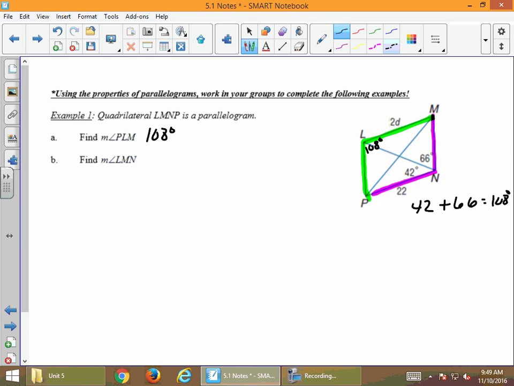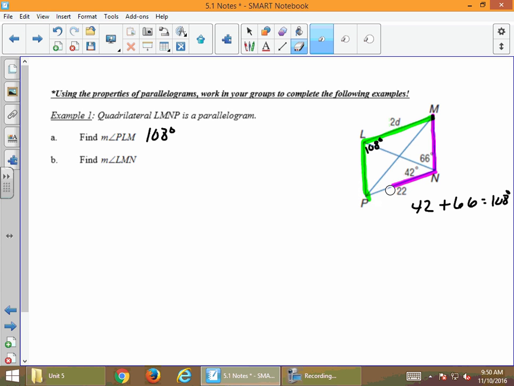You were right. We got alternate interior angles. So with that concept, this is 42. That's going to be 42. And this is 66. That's going to be 66. You add them together, you still get 108. So lots of ways to solve these problems. Okay. Well, now we want to find LMN.